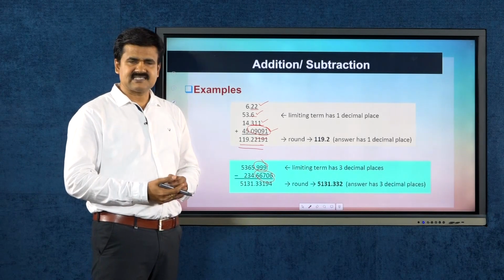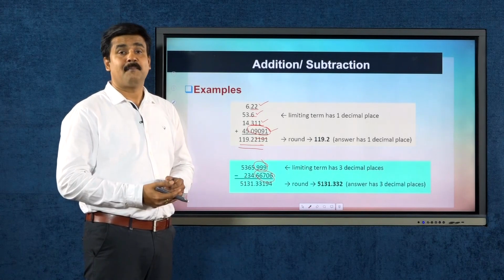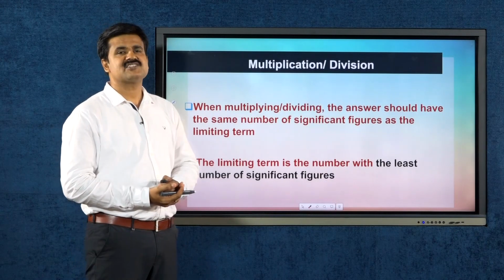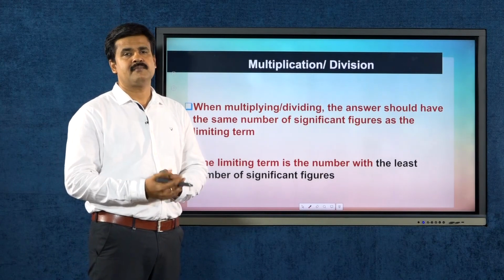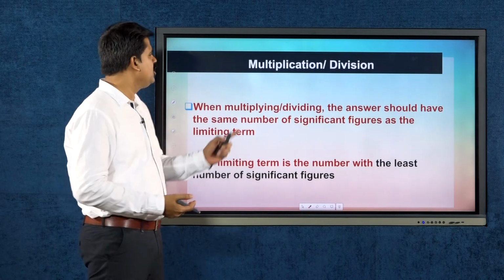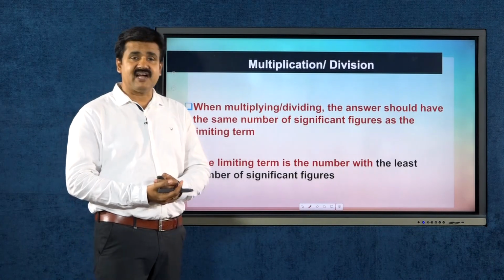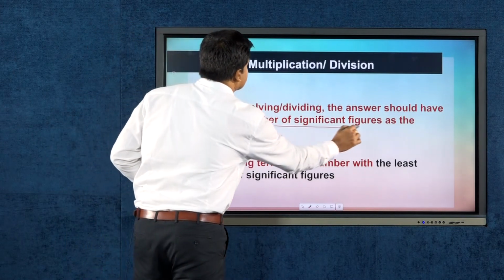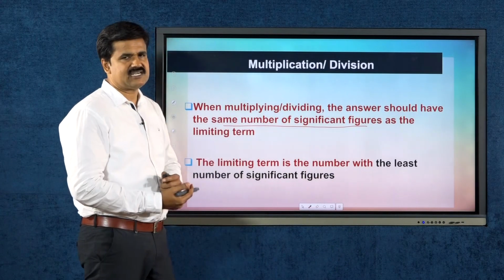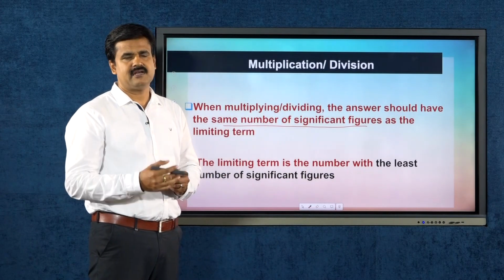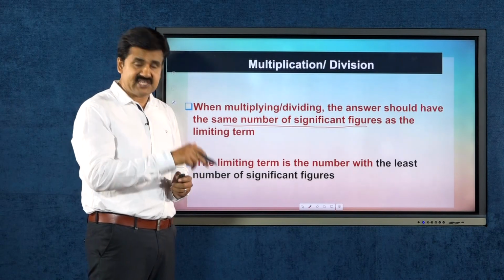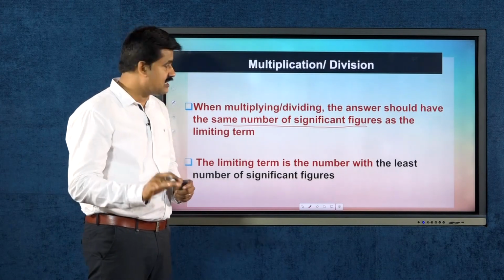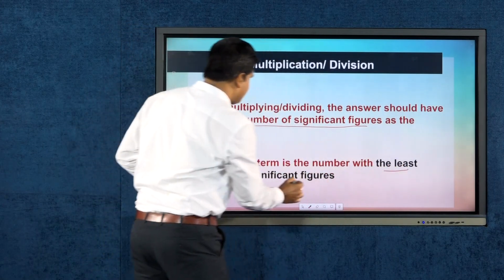Now, we are discussing the arithmetic operations multiplication and division. In the case of multiplication and division, the rule is somewhat different from addition and subtraction. Look at this rule. When multiplying or dividing, the answer should have the same number of significant figures as the limiting term. Then, what do you mean by the limiting term here? In multiplication and division, the limiting term is the term with the least number of significant figures.